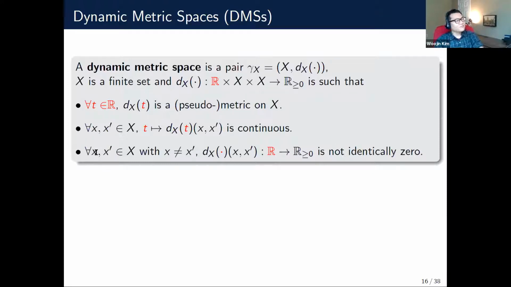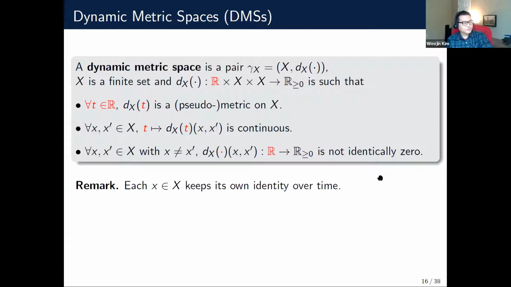Also, for every different point in the underlying set, the distance function as a function of time is not identically zero. If that's identically zero, then we can just throw away one of the points so that we don't have any redundant point in the underlying set. Okay, that's the definition of a dynamic metric space.